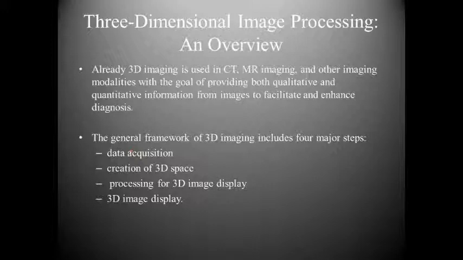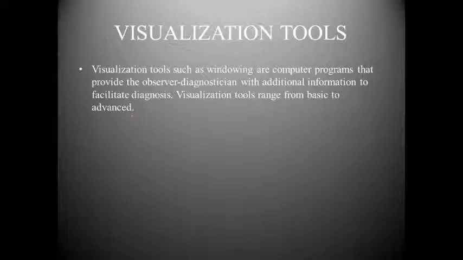Already 3D imaging is used in CT, MR imaging and other imaging modalities with the goal of providing both qualitative and quantitative information from images to facilitate and enhance diagnosis. So the real reason that we do all this is to simply enhance diagnosis, to give the patient the best quality of care and the greatest quality of examination that we can. So the general framework of 3D imaging includes 4 major steps: data acquisition, creation of a 3D space, processing for 3D imaging, and then 3D image display.